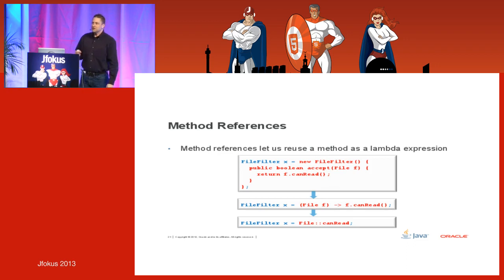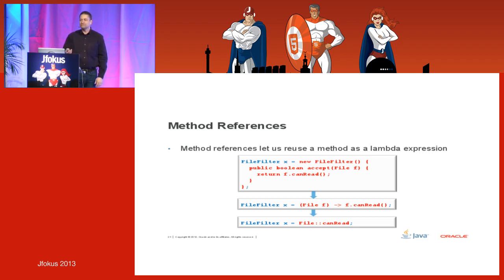Now, the other thing that we can do is make things a little bit more concise, less typing again. If you have a situation where you are calling a method as the body of your lambda expression, then we can make that simpler. Here we've got an anonymous inner class which is a file filter, and what we want to do is call the canRead method on the file object that's being passed into our accept method. If we convert that into a lambda expression, file f is our parameter that we're going to pass to the lambda expression. The body of that is f.canRead.